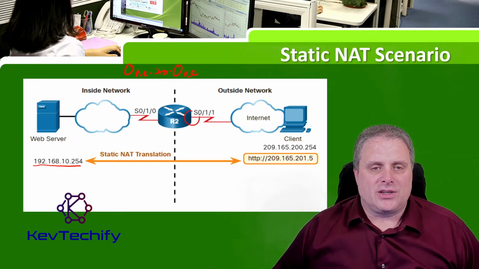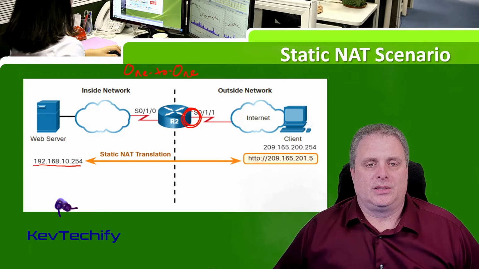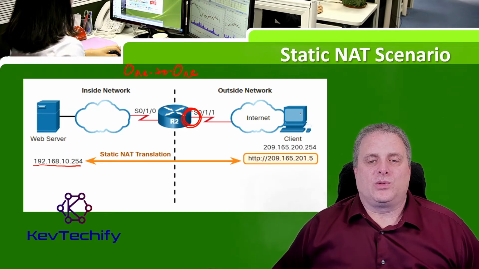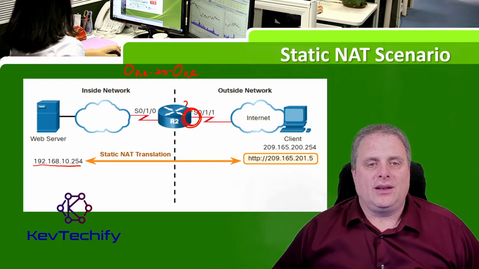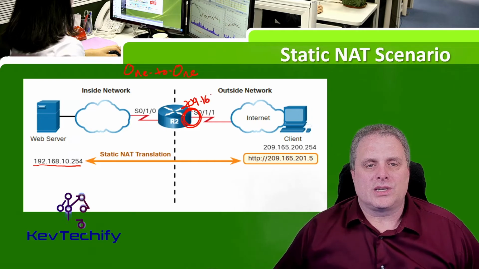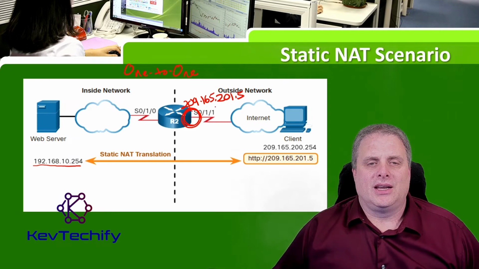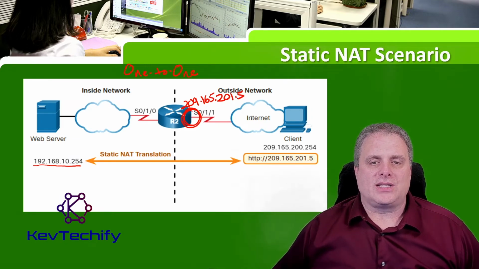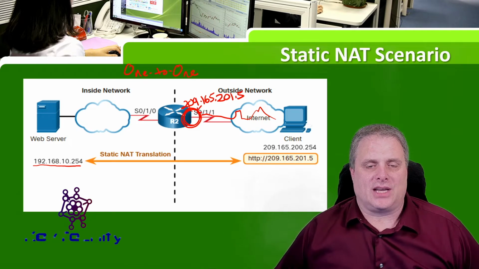That is the IP address right here of this interface, serial 0/1/1. Serial 0/1/1. And this IP address, that's what the client is going to put in its browser. And so it puts 209.165.201.5 in its web browser. And that packet gets routed across the internet, bounces around, and it makes it to this interface. This interface has this IP address on it.